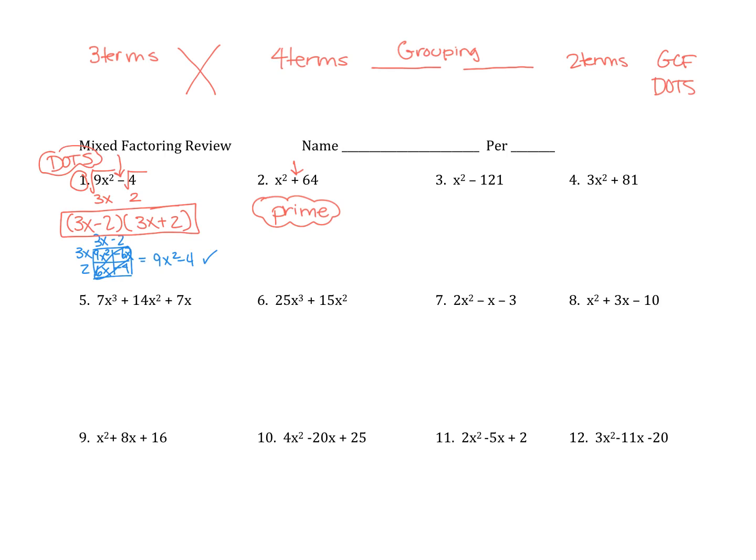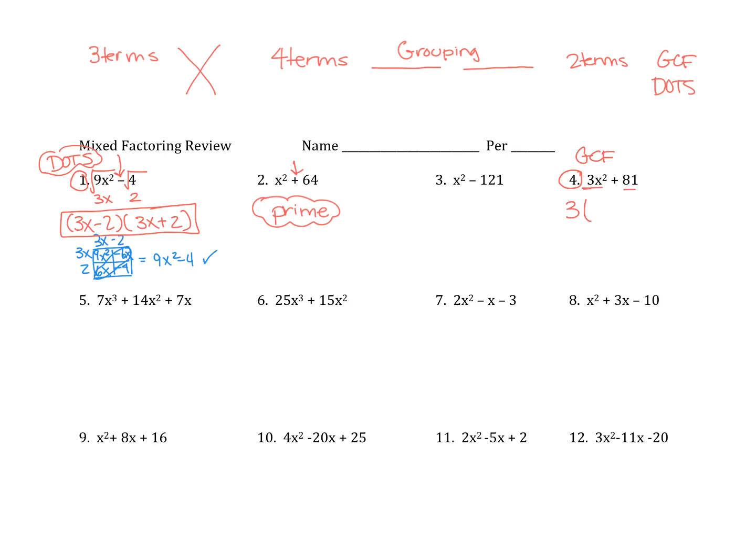So let's skip number 3 and go to number 4. So number 4 just has two terms, so I'm going to look for a GCF. I noticed the 3 and the 81. I could grab my calculator. I could divide 81 by 3. I could find that it's 27. So it looks like I have a GCF of 3. So 3 is my GCF.